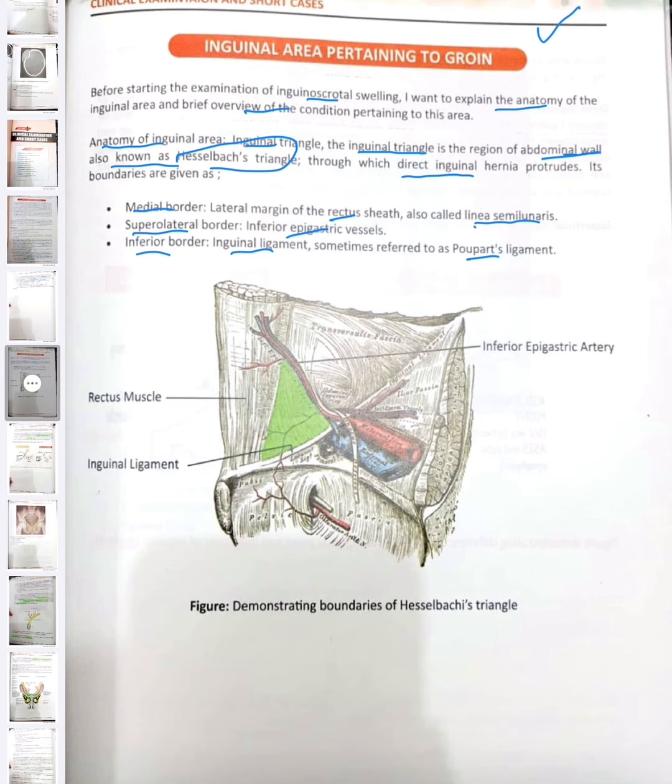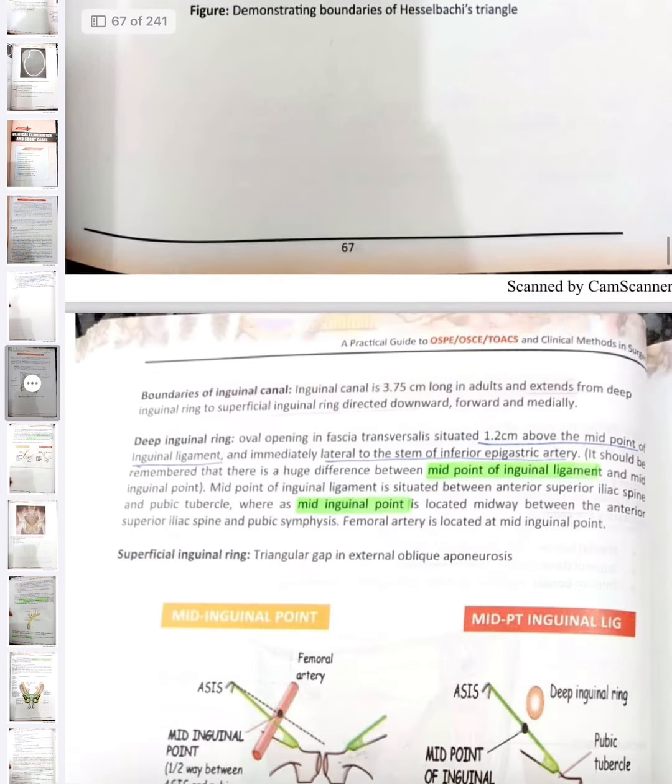This is the rectus sheath, which is the medial border. This is the inferior epigastric artery, which is the superolateral border, and this is the inguinal ligament, which is the inferior border. These are the borders of Hesselbach's triangle. This is Hesselbach's triangle, or inguinal triangle.